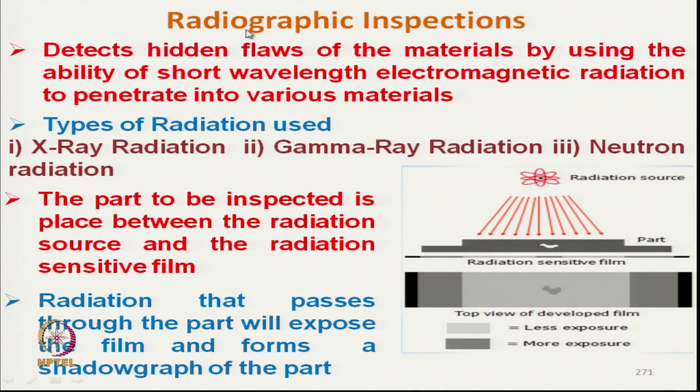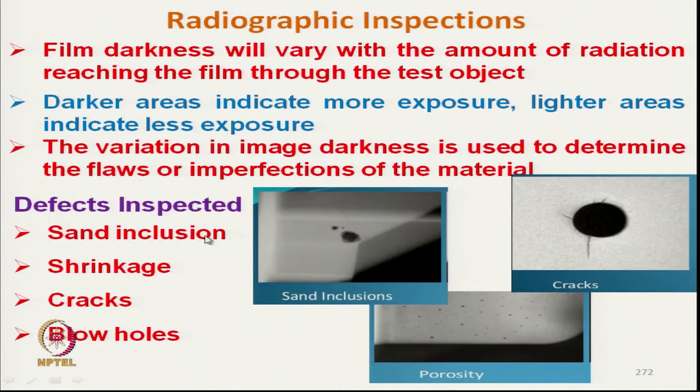Radiographic inspection, where different types of radioactive electromagnetic waves, like X-ray, gamma ray and neutron radiation, are passed through the composite. On the other side, there will be a photographic plate. If any defect or void content is present, more rays will pass through it, and that will show as a darker, more exposed portion, which gives us an idea about the presence of any defect there.